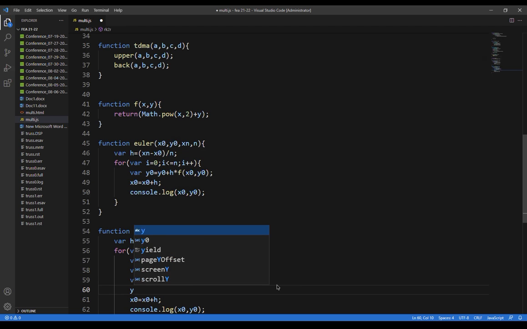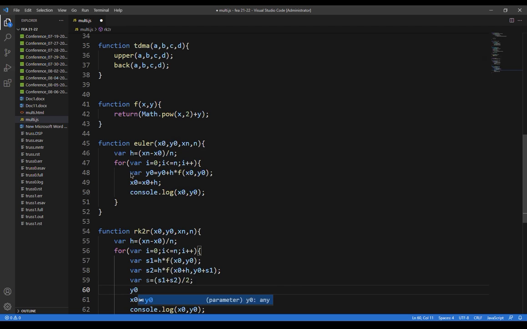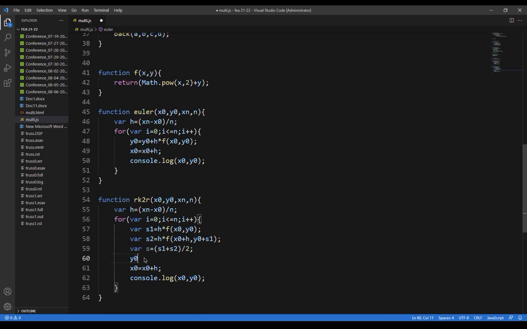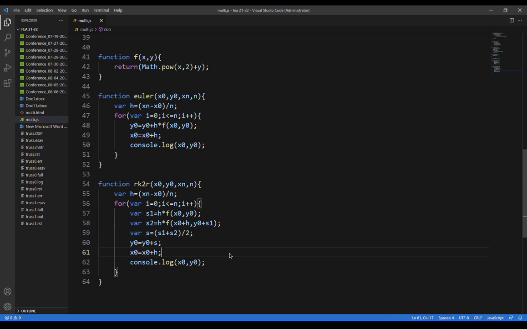I don't need to write var here. This is y0, simple, because y0 we are taking as an input. So y0 is equal to y0 plus S. So this is the program for the RK2. It's a plain and pretty simple program. If you run the Euler function, the Euler program will run. If you run the RK2 function, the RK2 program will run. The input requirement for both is the same, so we don't have to change the input.